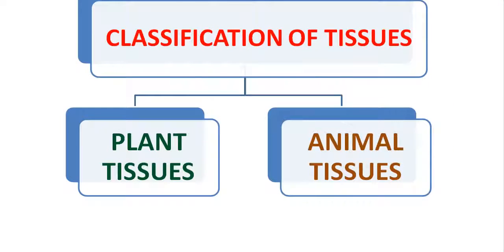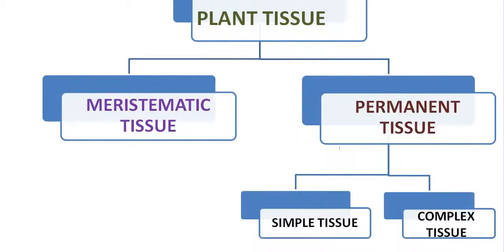Now let's see the classification of tissues. Tissues are broadly classified into plant tissues and animal tissues. In this video, we will discuss plant tissues in detail. Plant tissues are classified into meristematic tissue and permanent tissue. Permanent tissue is further classified into simple permanent tissue and complex permanent tissue. We will discuss them in detail.